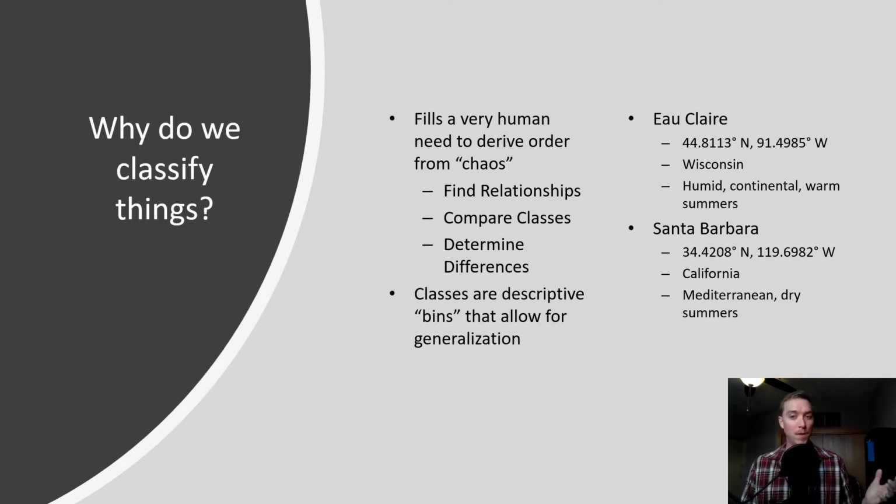But let's take, for example, climate classification. Eau Claire, we can say, is humid continental with warm summers, whereas Santa Barbara is Mediterranean with dry summers. Those are descriptive terms with definitions and values behind those descriptions that allow us to much more effectively compare Eau Claire to Santa Barbara. So how do we think about these climates?